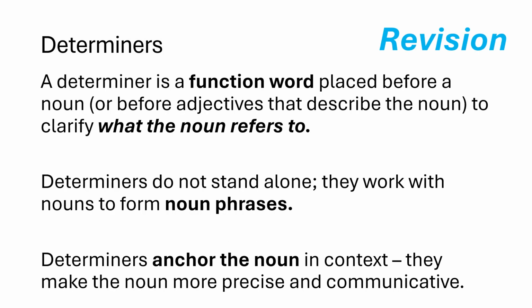A determiner is a function word placed before a noun or before adjectives that describe the noun to clarify what the noun refers to. Determiners do not stand alone. They work with nouns to form noun phrases. Determiners anchor the noun in context. They make the noun more precise and communicative.